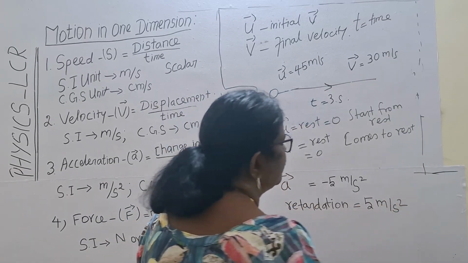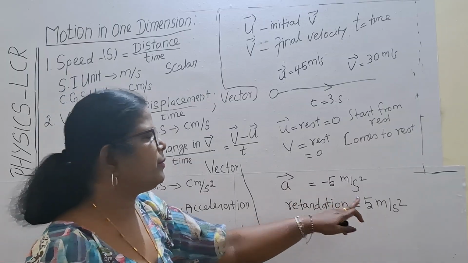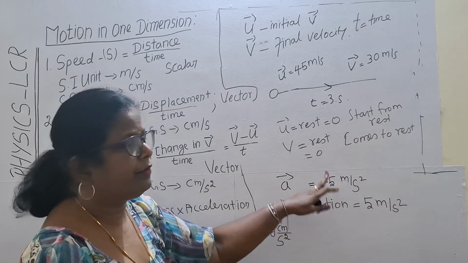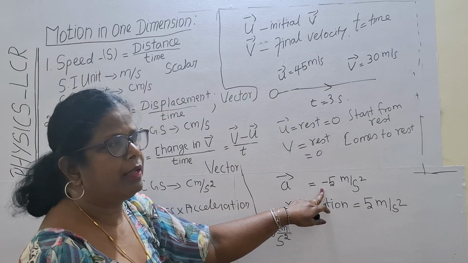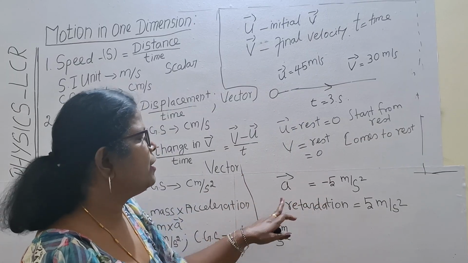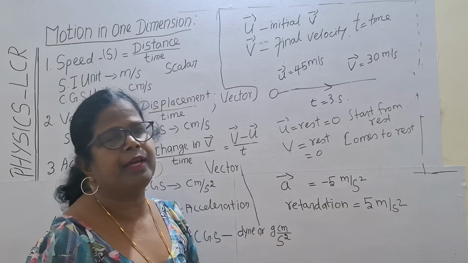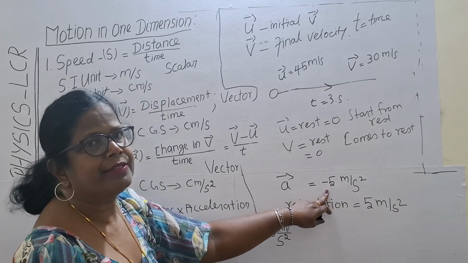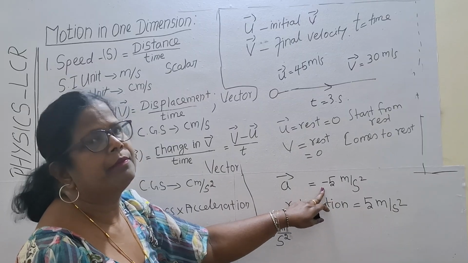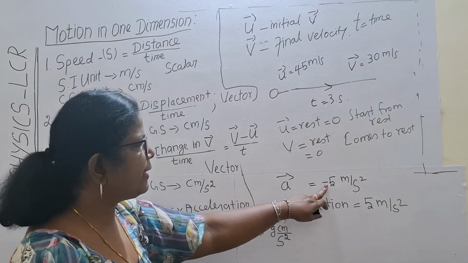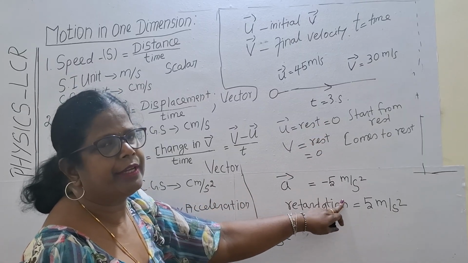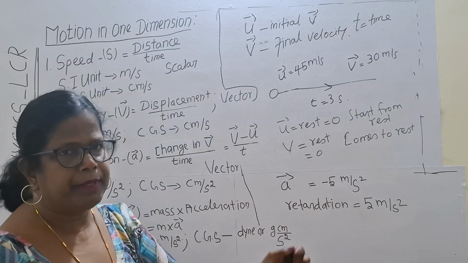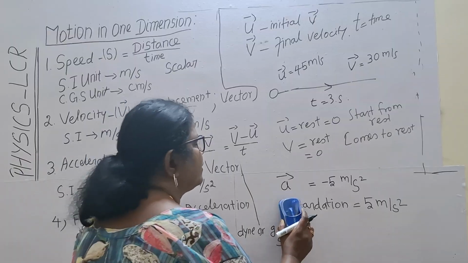So it is understood. Minus we are not mentioning. For acceleration, we calculate it, but for retardation, we are not writing the minus. So the sign actually explains the body's motion. If it is plus, the body is accelerated. If there is minus 5 meter per second square, the body is retarded. It is slowed down. The speed or velocity is coming down.